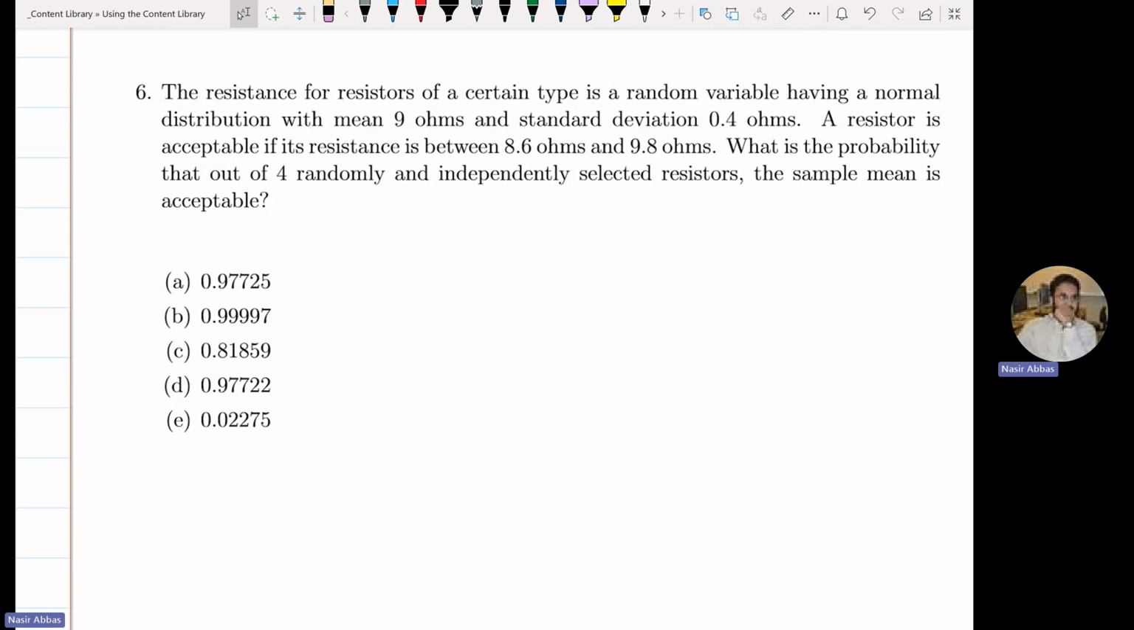Question number 6. Read it. The resistance of resistors of a certain type is a random variable having, important information, normal distribution. What is the mean? 9. What is the standard deviation? 0.4. A resistor is acceptable if its resistance is between 8.6 and 9.8. If X is between 8.6 and 9.8, it's acceptable. What is the probability that out of 4 randomly selected resistors, sample mean is acceptable?